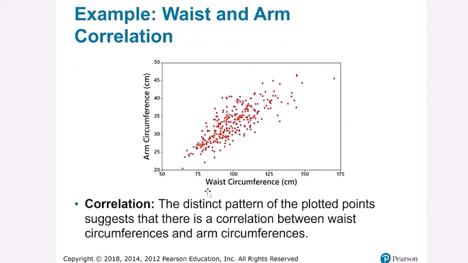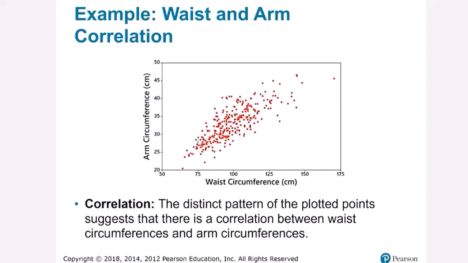For example, if we had a bunch of values, and we plotted each one, notice we're not putting lines or we're not connecting them, we're just plotting dots from where these points are. We can see that in general, as the waist circumference increases, so does the arm circumference.